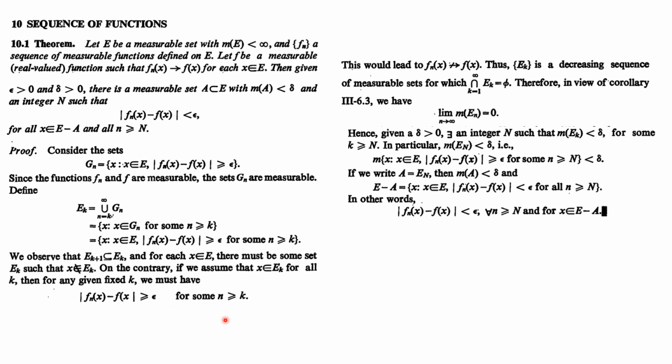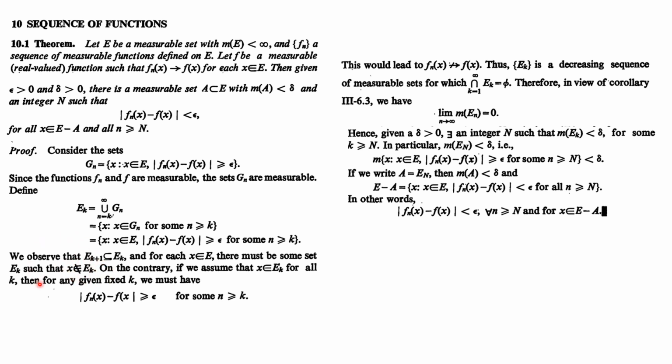Now if this holds, it means fn(x) does not converge to f(x) at some x, if this value is greater than or equal to epsilon for some n greater than or equal to k. So by the definition of convergence, it means this does not converge to f(x) for some x. But that leads to a contradiction, because it is given that this sequence converges to f(x) for each x. So that means our supposition is wrong. So it means for each x belonging to E, there must be some set Ek so that x does not belong to Ek.